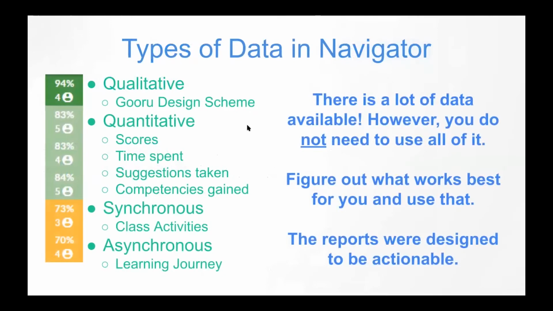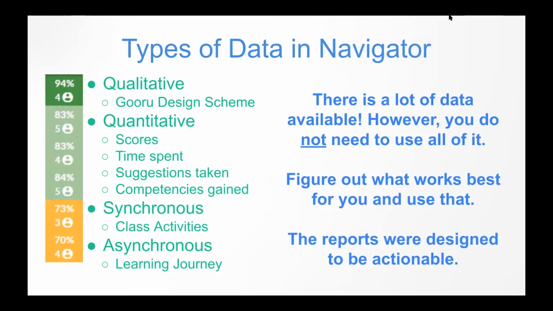So before we dive into the meat of this, I just want to cover a few types of data in Navigator. There is a lot of different types of data available, but you don't need to use all of it, just to get that out of the way first and foremost. We want you to figure out what works best, and all of the reports were designed to be actionable.